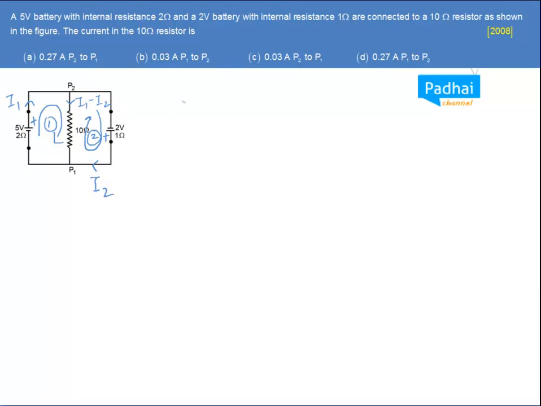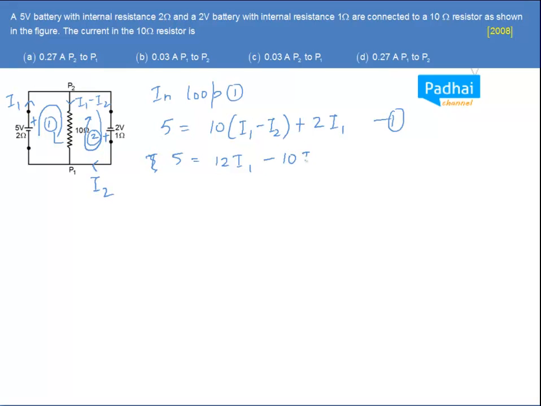Now let us write down the equations. In loop 1, 5 will be equal to 10 into (I1 minus I2) plus 2 into I1. We can calculate this equation: 10 I1 minus 10 I2. So mark it as the second equation.